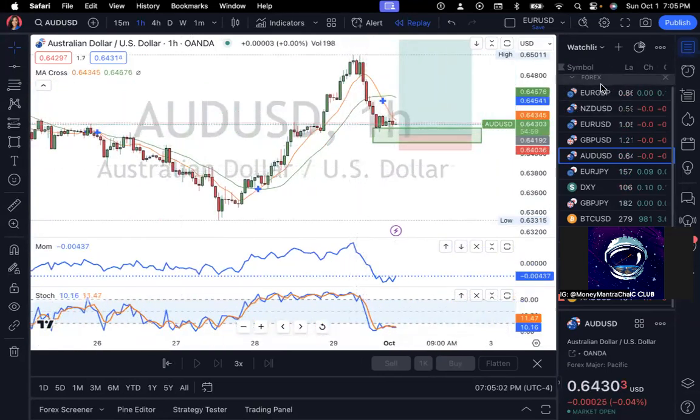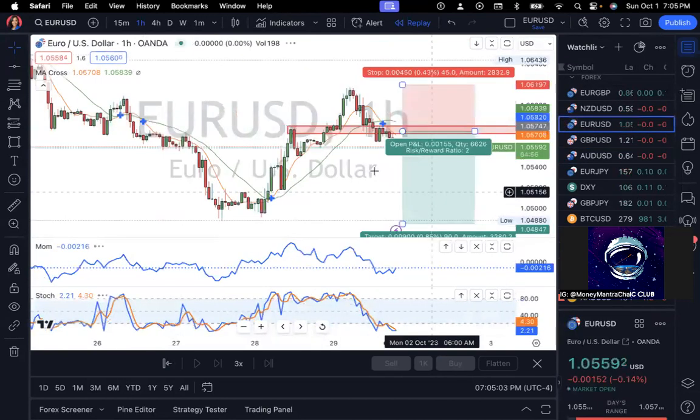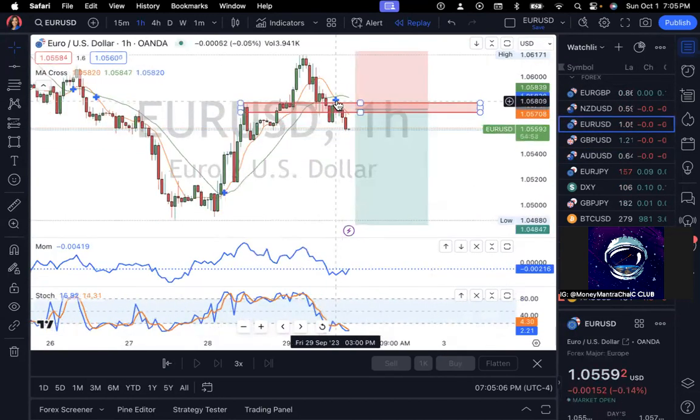Oh yeah, so let's just go back to Euro USD real quick and see. Oh yeah, there you go. You got your cross for your sell right here. You got your cross right here for your sell, so it does look like it actually will sell based on that indicator.